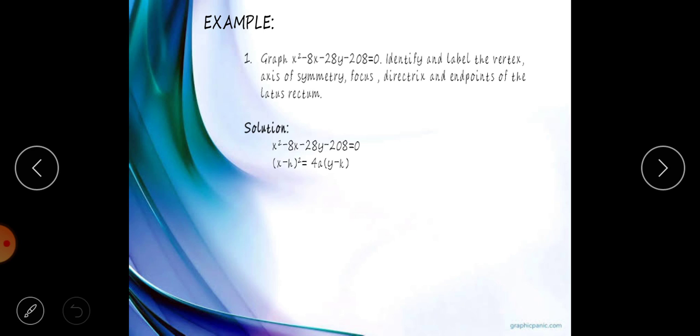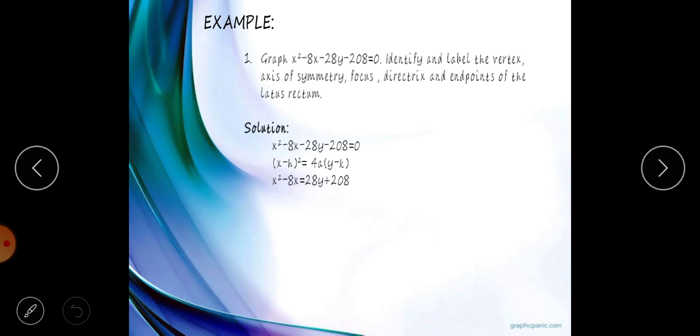Thus, the axis of symmetry is parallel to the y-axis. To express the equation of the parabola in this form, we begin by isolating the term that contains the variable x in order to complete the square. So it will become this. We isolate x from the others. After this, we do the squaring method. But this expression is not yet a perfect square.